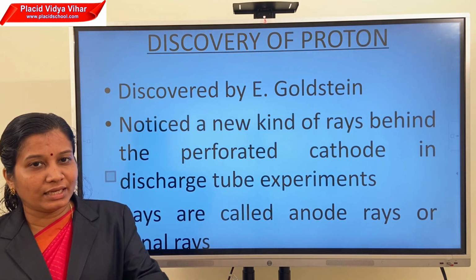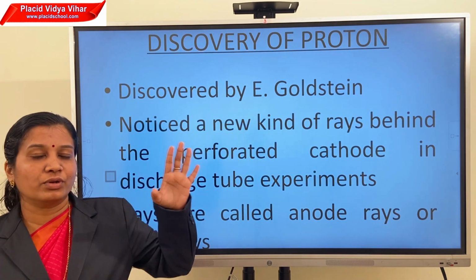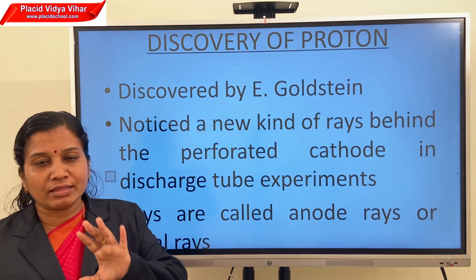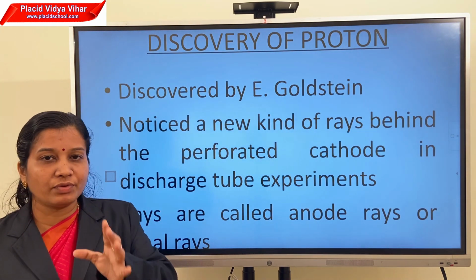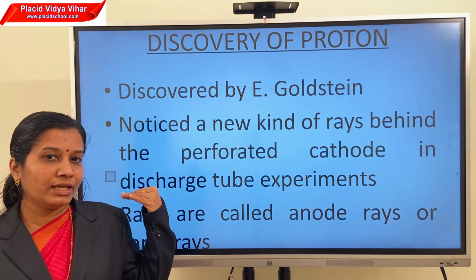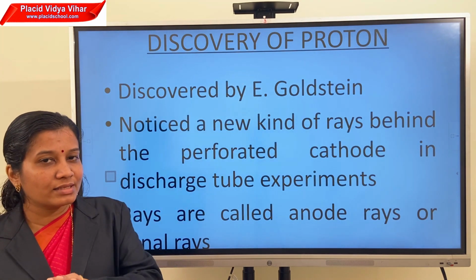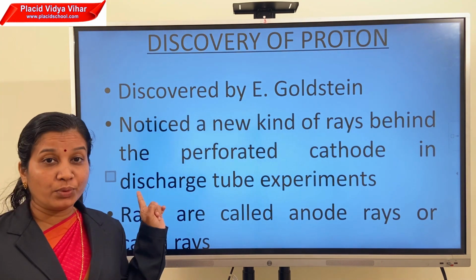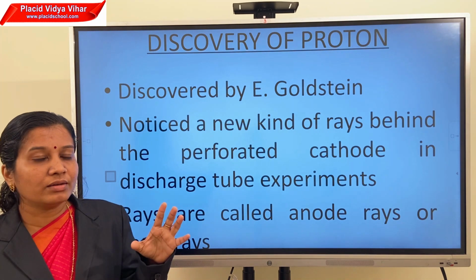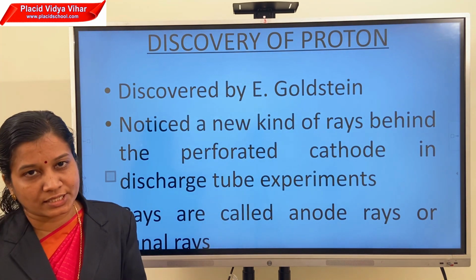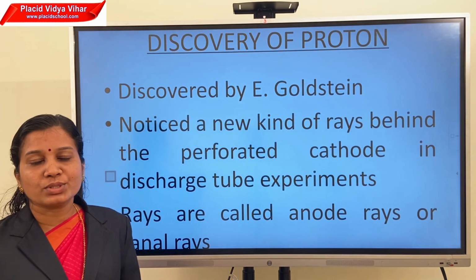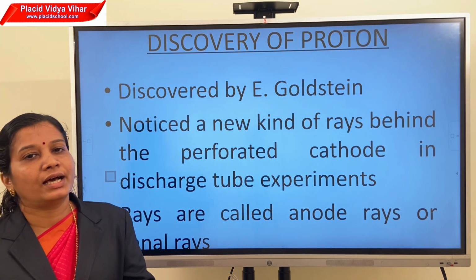Okay, so this is the experimental setup for this discovery of the proton, the discharge tube experiment. So what is the difference from the cathode ray? These are the rays emerging from the anode. That is why we call these anode rays. Okay, so next we are going to see the characteristics of these anode rays.